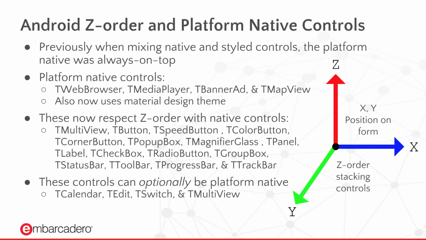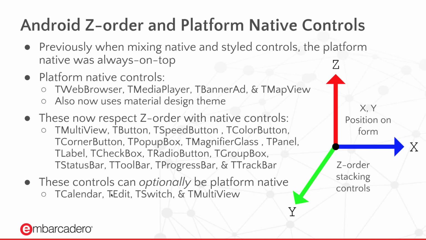The list of controls you see in this next group here, when you set the control type to platform, they understand and respect the Z order. Okay, so that means you can put a speed button over the media player and it will stay with the media player at runtime. Now these controls here, the calendar, the T-edit, the switch, and the multi-view, when you set them to platform controls, they become actual Android controls.